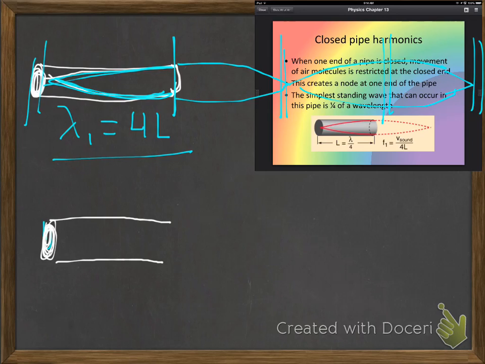This is my question for you. Is it going to be half of that? Is there some other relationship? So remember, we're always going to have a node here. So if we do this, or an antinode here and a node here, if we do this, then what's our relationship of length to wavelength?